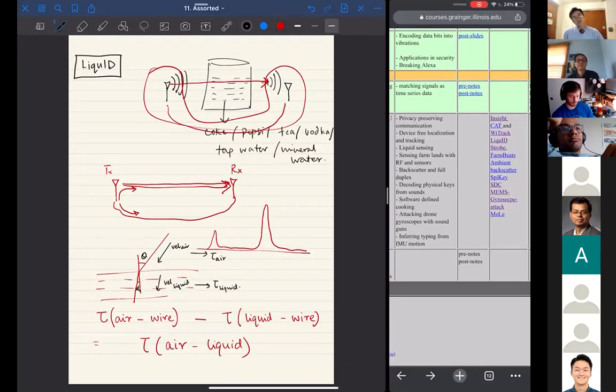And once you know the refractive index, actually you can do a bunch of other things. You can compute the permittivity of the liquid. And once you know permittivity, you can actually compute with a reasonably good accuracy what that liquid is.